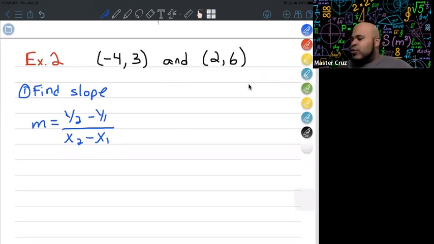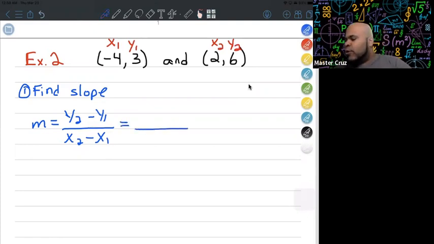So this is how I do this. The first step to use the slope formula, it takes 3 seconds to label the points, right? So a point is always x comma y. The first point, I'm going to call it x1, y1. And the second point, I'm going to call it x2, y2. Hopefully you're familiar with this by this point.